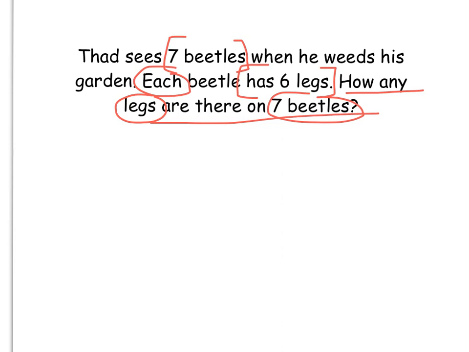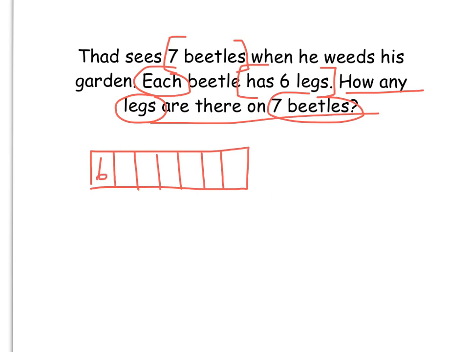For this problem, we can draw a tape diagram to represent the problem. So here's my tape diagram. And I'm going to draw 7 beetles, so I'm going to break my unit up into 7 units. And each beetle has 6 legs, so I'm going to write 6 in each unit.